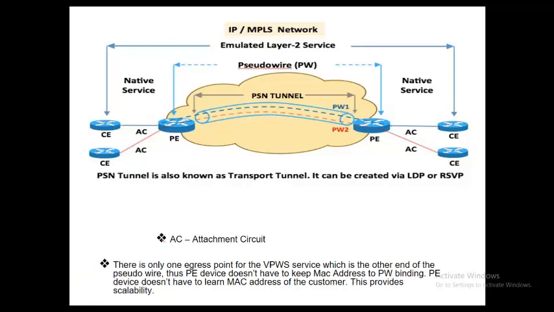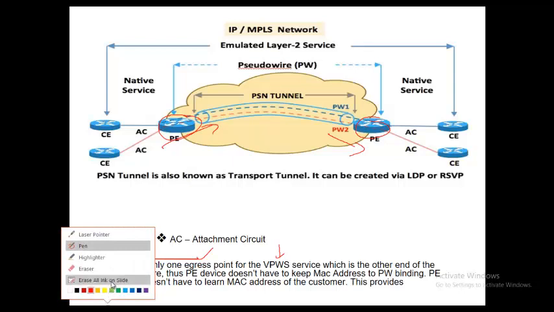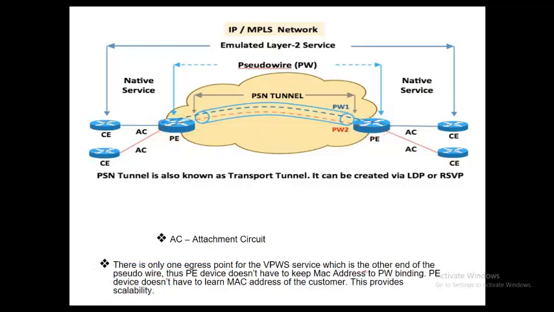There is only one egress point for a pseudo wire because it's a wired service. You cannot have more than one PE; just two routers are participating. If this is ingress, then this should be the egress. There's no other egress. There's only one egress point for VPWS service, which is the other end of the pseudo wire.